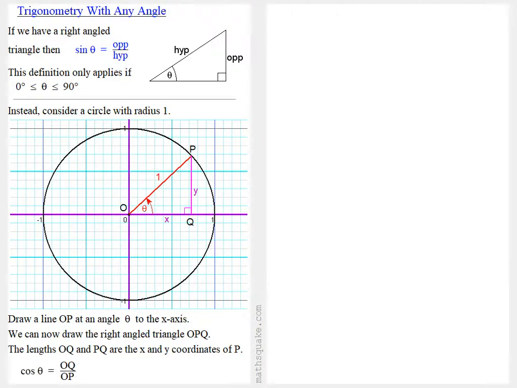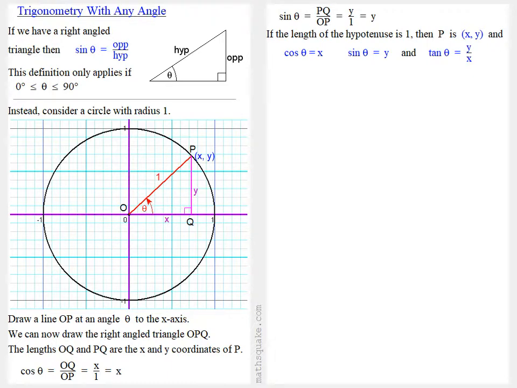Now we notice the cosine of theta is the adjacent over the hypotenuse, which is OQ over OP, or x over 1, or just x. And the sine of theta is PQ over OP, which is equal to y over 1, or just y. So, if the length of the hypotenuse is 1, then the point P has coordinates (x, y), and cosine of theta is equal to x, sine of theta is equal to y, and tangent of theta is equal to y over x.